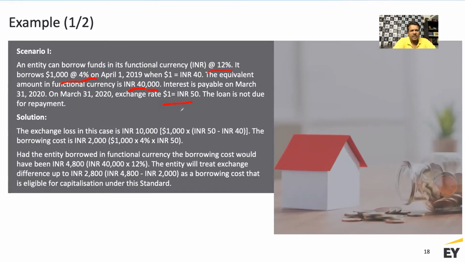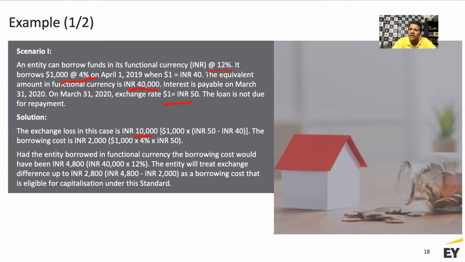Now, the question is, how do you determine the extent of exchange loss which can be considered as part of your interest cost? The exchange loss in this case is INR 10,000, which is $1,000 into INR 50 minus 40, a 10 rupee loss per dollar. The borrowing cost is INR 2,000, which is $1,000 into 4% into INR 50 that I'm paying as interest cost.